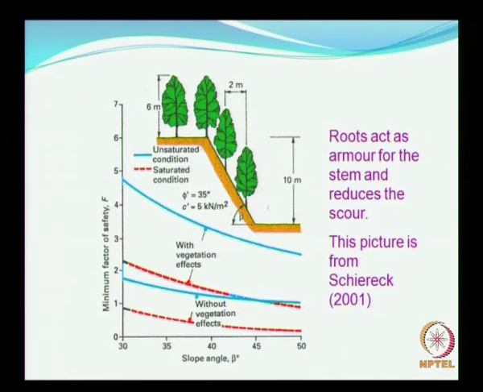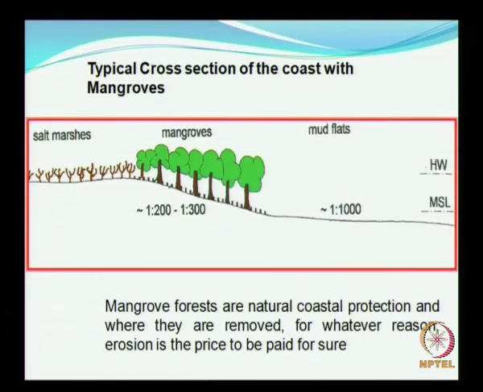Now look at this: the blue color is the unsaturated condition and the red color is the saturated condition. So you see that this is with vegetation and this is without vegetation. With vegetation, the safety is much higher.